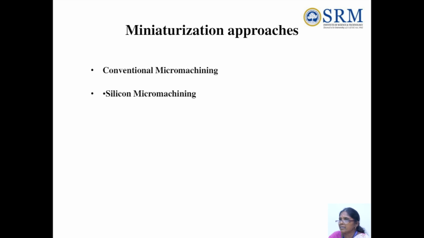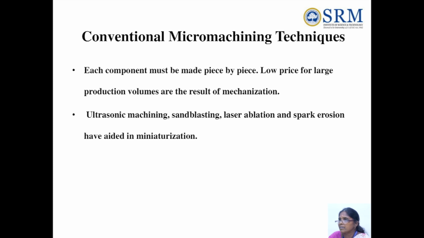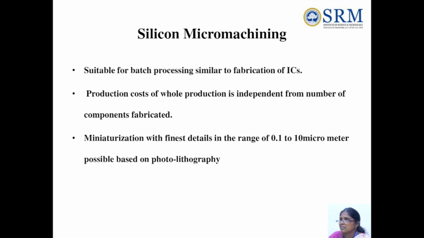Miniaturization approaches: there are two types, conventional micromachining and silicon micromachining. In the conventional micromachining technique, each component must be made piece by piece; low price for larger production volumes is the result of mechanization. Ultrasonic machining, sandblasting, laser ablation and spark erosion have aided in miniaturization. Next, silicon micromachining is suitable for batch processing and is similar to fabrication of integrated circuits. Production cost of the whole production is independent of the number of components fabricated. Miniaturization with the finest structures in the range 0.1 to 10 micrometers is possible based on photolithography.